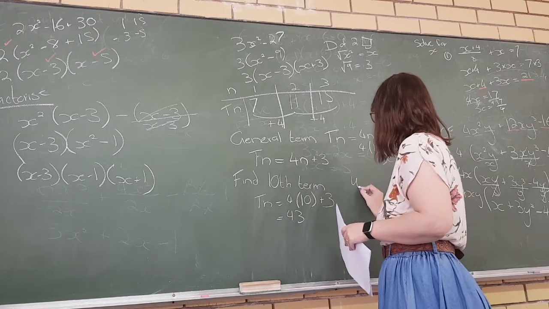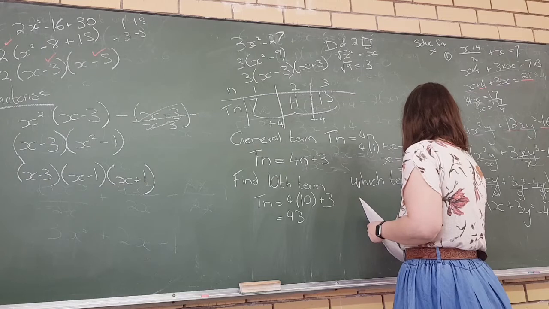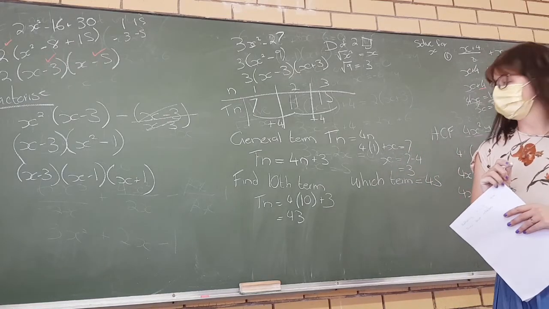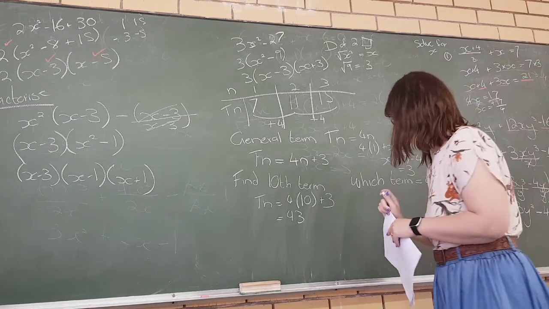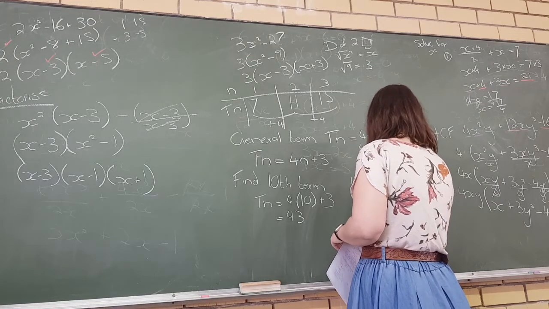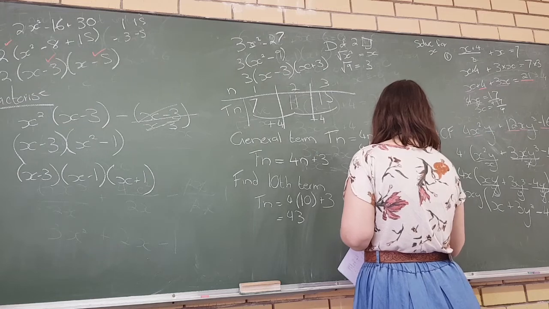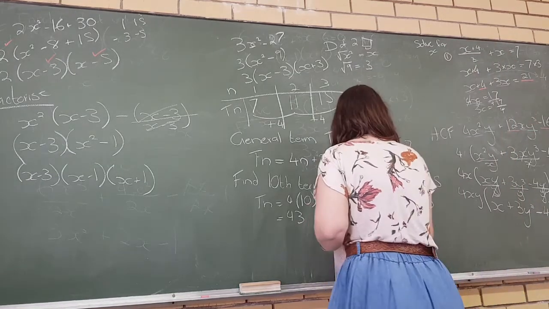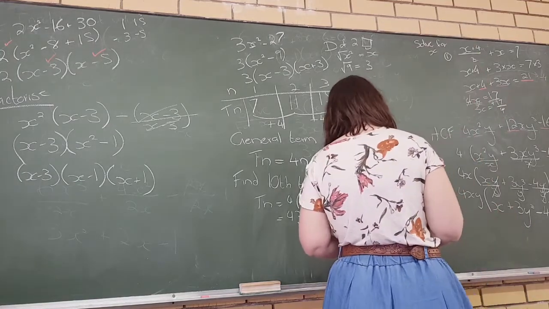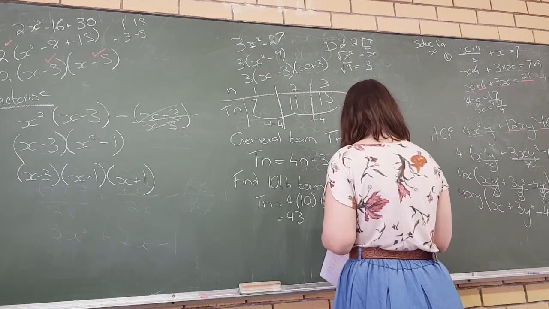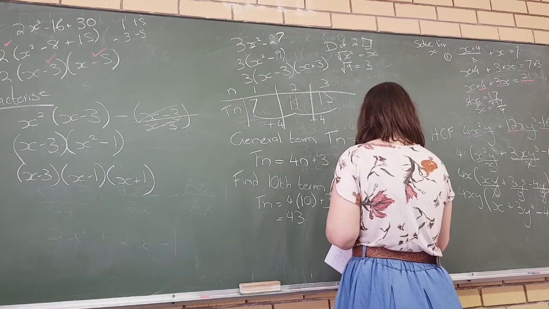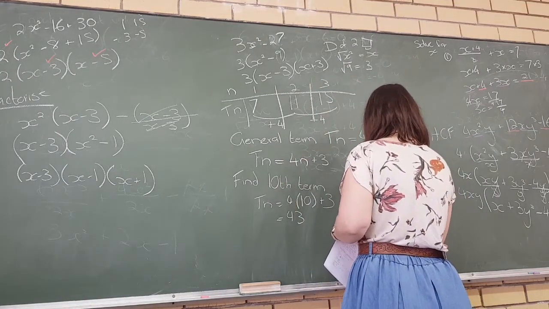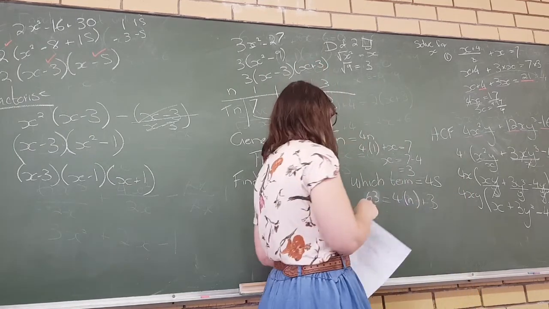Then the next one I'm going to do is, which term equals 45? Which term is equal to 45? So we say 45 is equal to 4 times n, 4n is equal to, I've made a mistake. Sorry guys. See if that one works. 4 times n plus 3 is equal to 63. Yeah, 63 is equal to 4 times n plus 3.